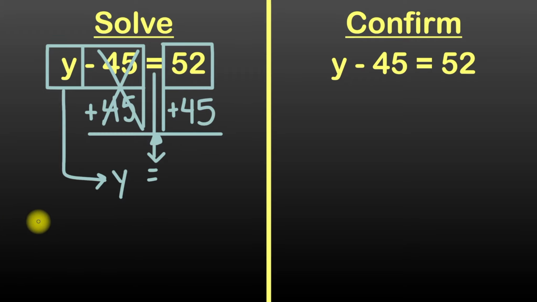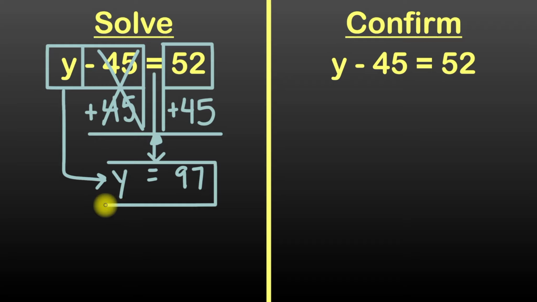And we can always do the work on the side. 52 plus 45, well, 5 plus 2 is 7. And 5 plus 4 is 9. So here I'll write 97. So our final answer is y equals 97. And remember, when we have a variable equal to some value, that's called our solution.